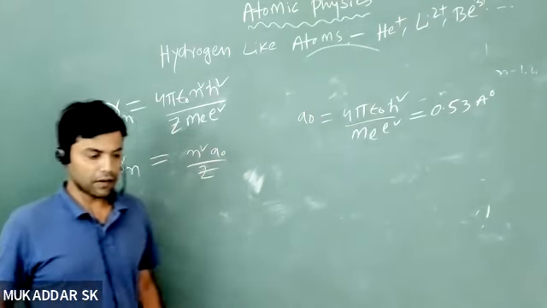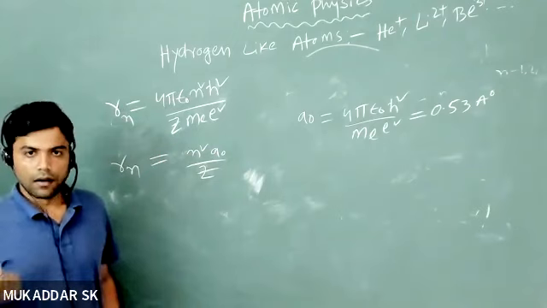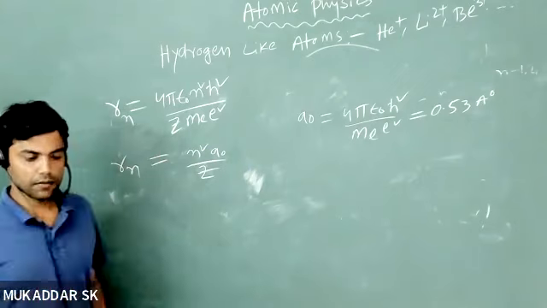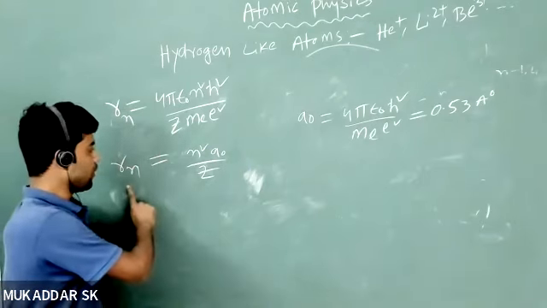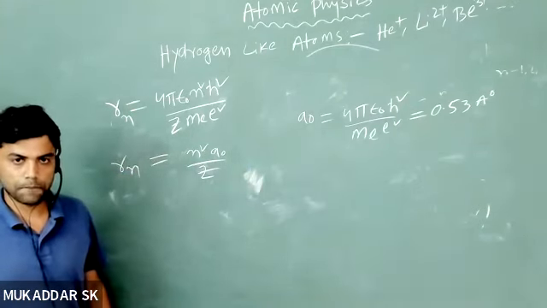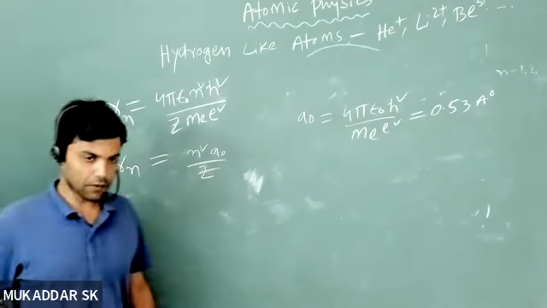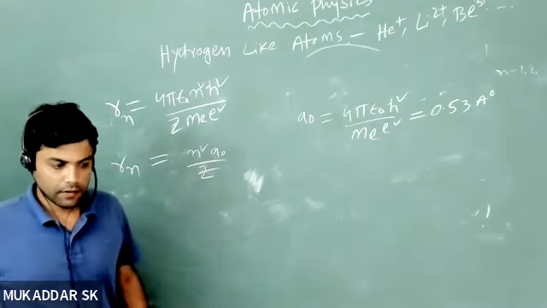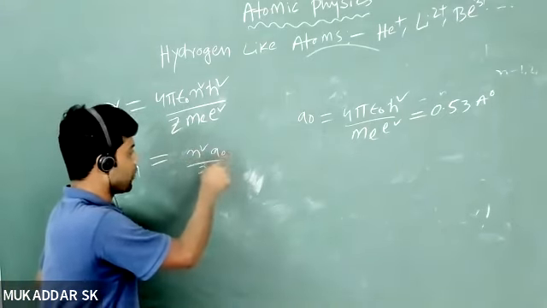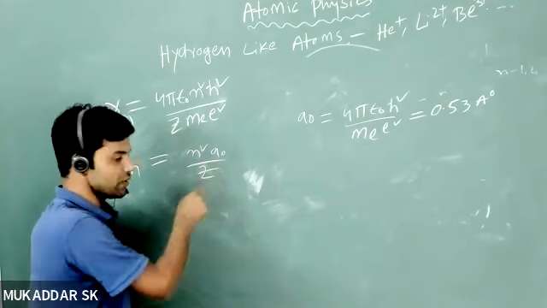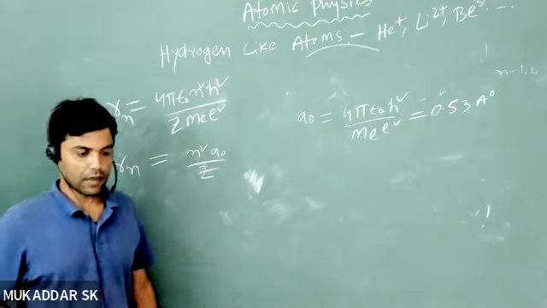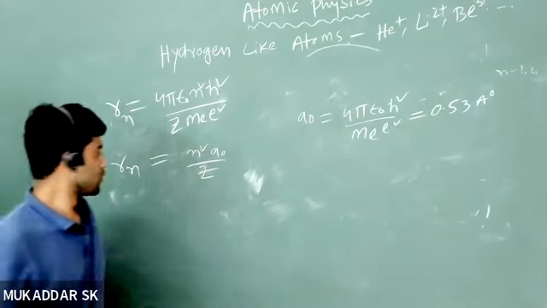Now can anybody tell me what will be the radius of helium plus ion for n equals to 1? How much will it be? Anyone? So simply here n will be 1, so 1 into a naught, and for helium plus, Z is how much? For helium Z is 2, right? Is there any doubt? Yes, sir.